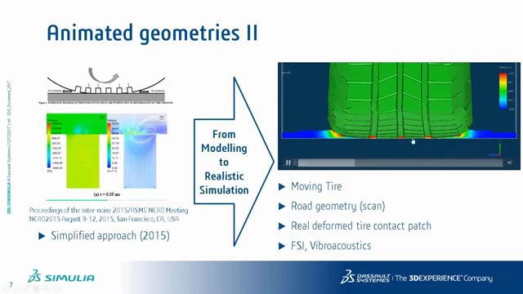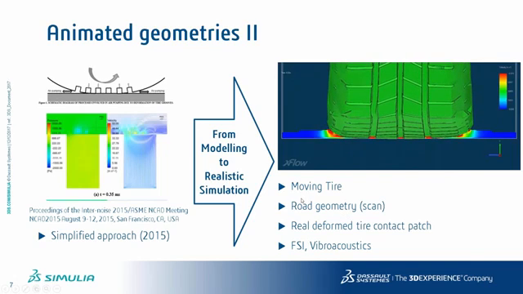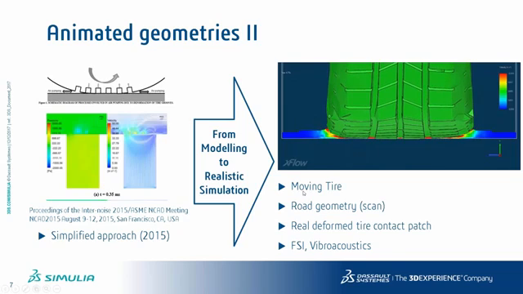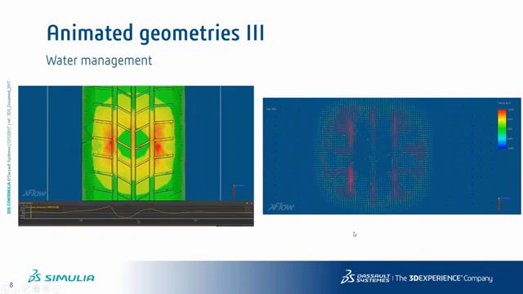Okay, you can imagine that we can use those types of features in simulating moving tires, so the entire geometry with moving tires deforming over time. You can include as many details as you want, like the actual road geometry scan inside the simulation. We have the contact patch, which is the actual one, so it's not an approximation of the contact patch. And you can use those simulations to do FSI, of course, vibroacoustics, but as we can see in the next slides, even water management.